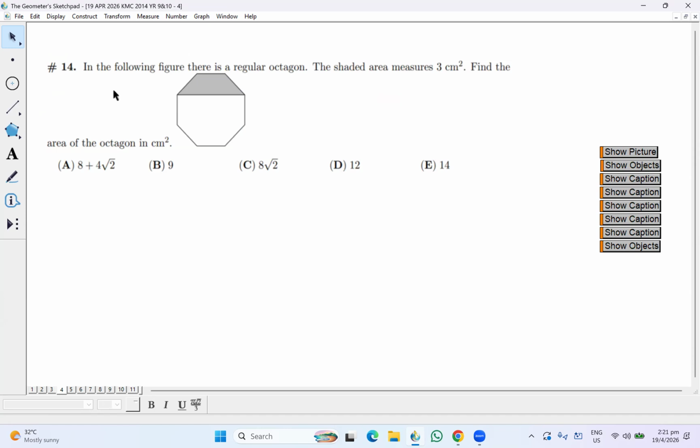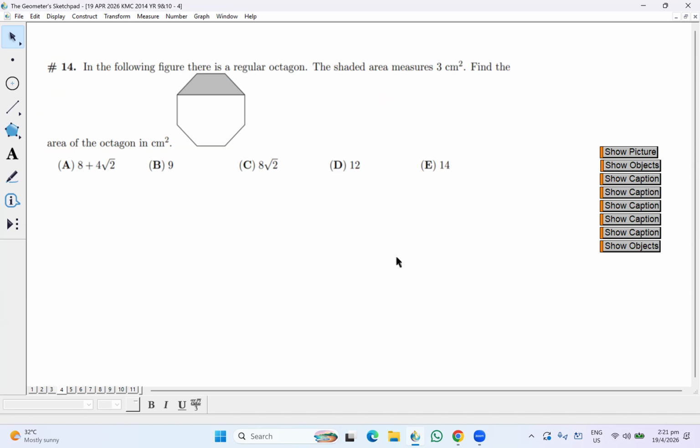In the figure, there is a regular octagon, 8 sides. The shaded area measures 3 cm². The shaded area is a trapezium. Find the area of the octagon.